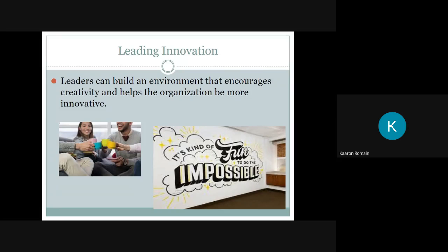Leaders can build an environment that encourages creativity and helps the organization be more innovative. So what we are seeing here is a group of employees socializing, which seems to be in a good environment. They're having a cup of coffee. And some people find that this is kind of impossible. Nothing is impossible.